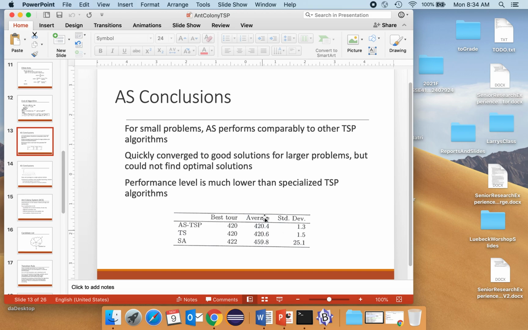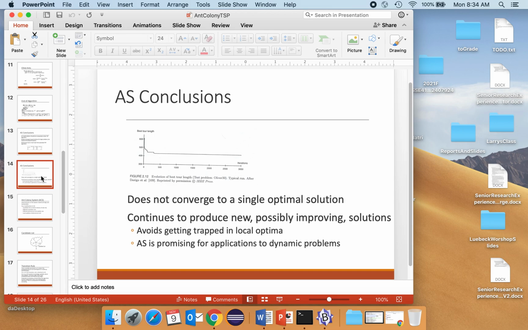So here is AS, the best tour found. This is taboo search. This is similar. So it does okay. It does great. However, now we want to look at a different algorithm that improves on this one here. So again, it doesn't always converge to a single optimal solution. But let's still have a look at the new one.